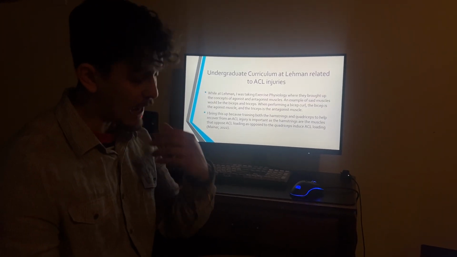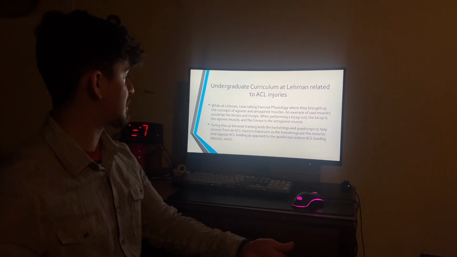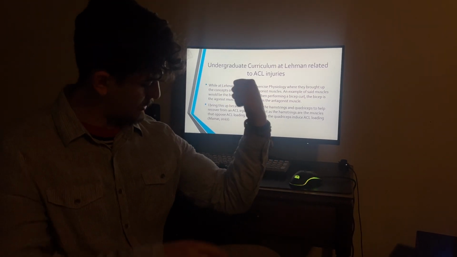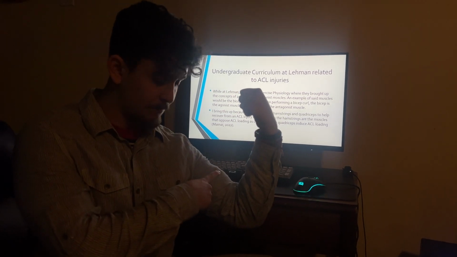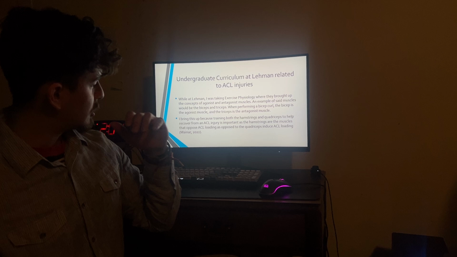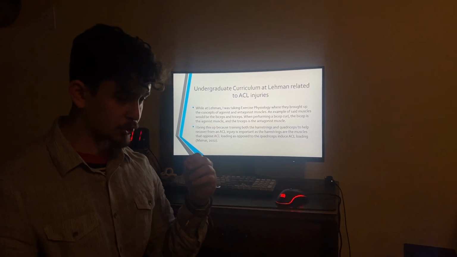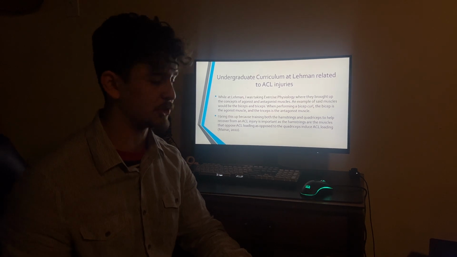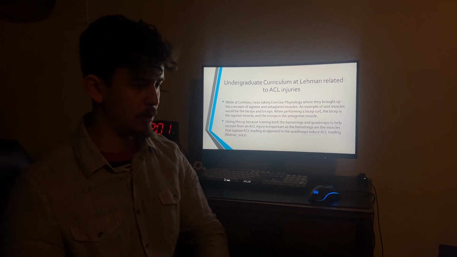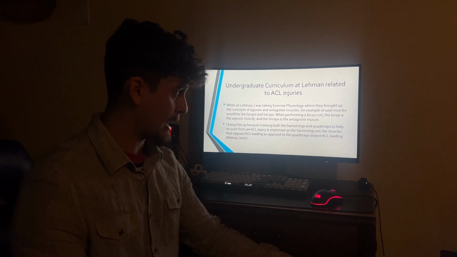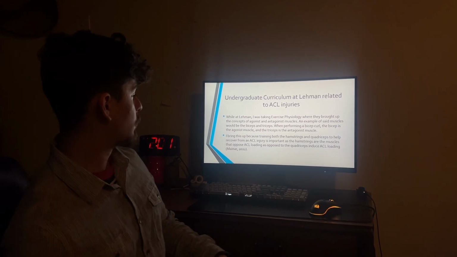At Lehman, I took exercise physiology, and they brought up the concepts of agonist and antagonist muscles. As an example, if I'm flexing right here, this would be the agonist muscle, my bicep, and the antagonist would be my tricep, right? Having both trained properly is important with an ACL injury, because you can't just have really big quadriceps and no strength in your hamstrings and expect to go back to play with an ACL injury. That's just not going to happen. Both are very important with loading.